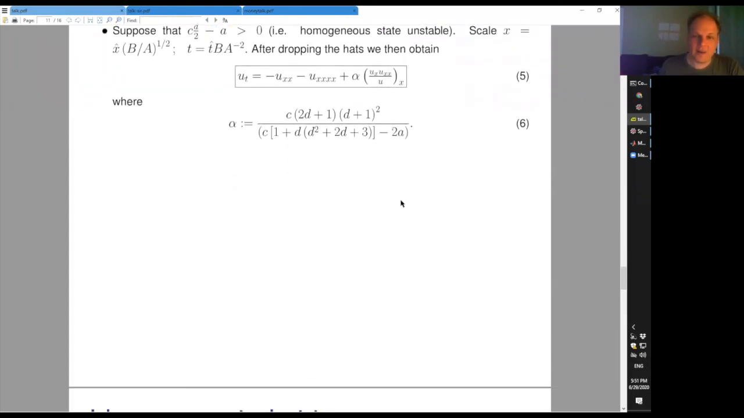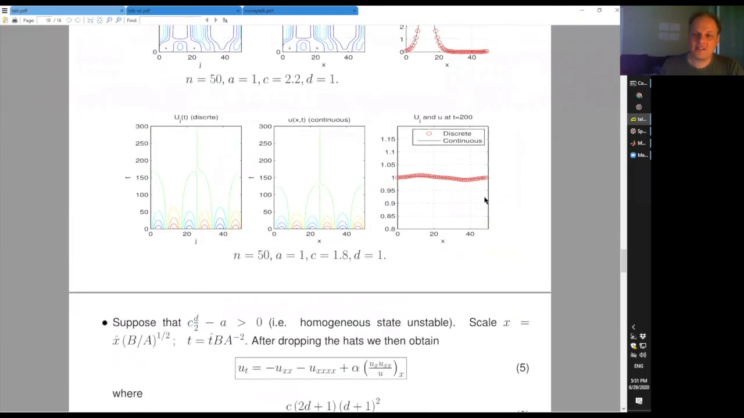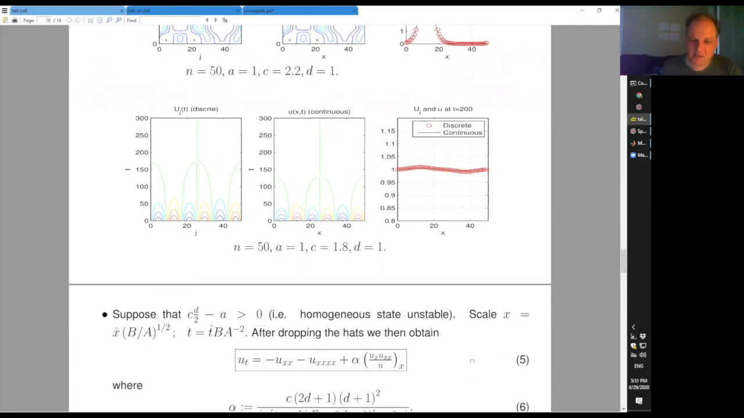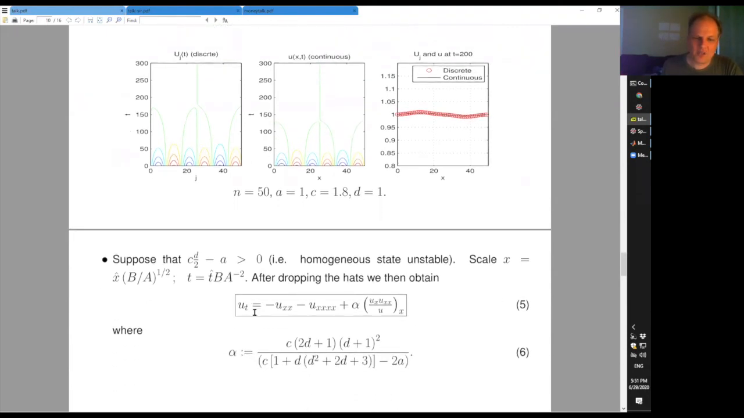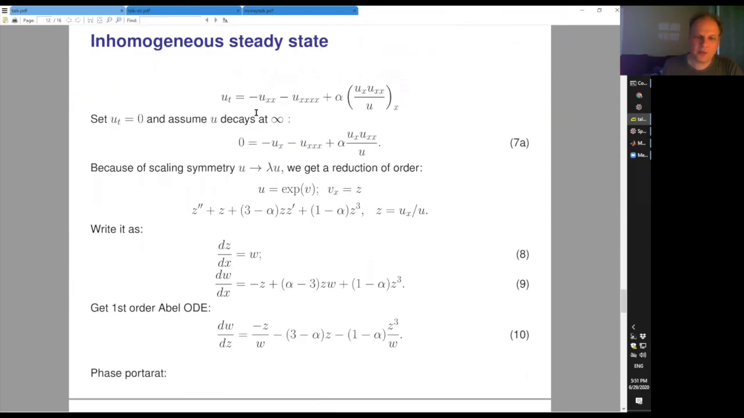Well, you can look at the steady states, right? The spikes here that correspond to the profile of this aggregation of the bacteria, well, that corresponds to the steady state of this PDE. So you set u_t equal to 0, okay? And then you get this fourth order ODE, but it's in a divergence form. So if you assume that everything decays at infinity, then it becomes this third order ODE, okay? Third order ODE, but it has a scaling symmetry, okay?